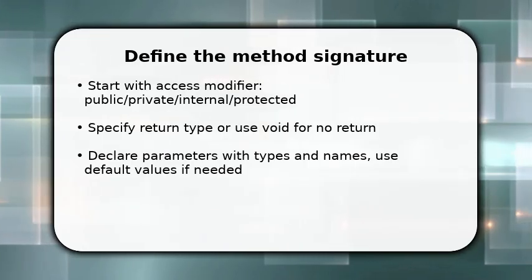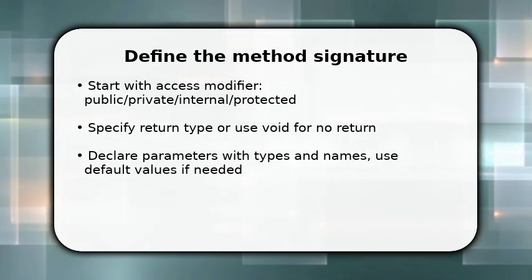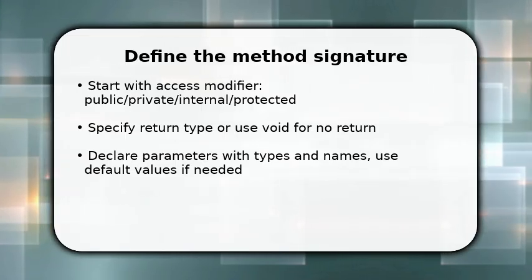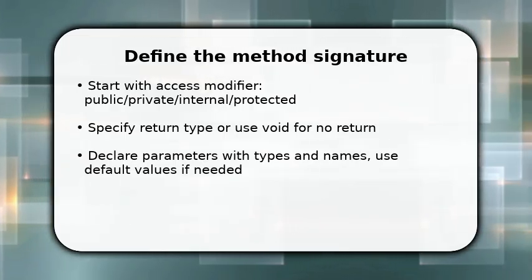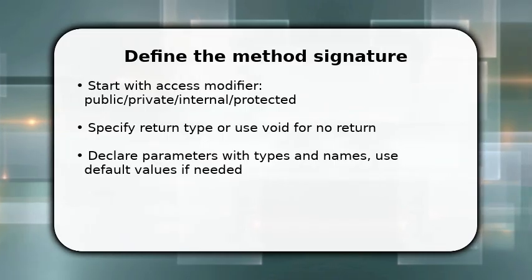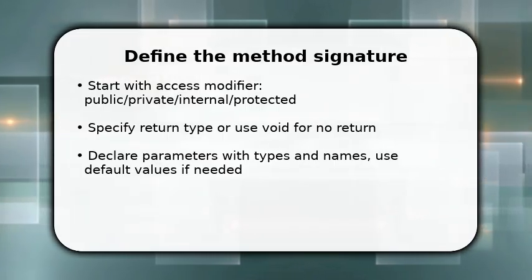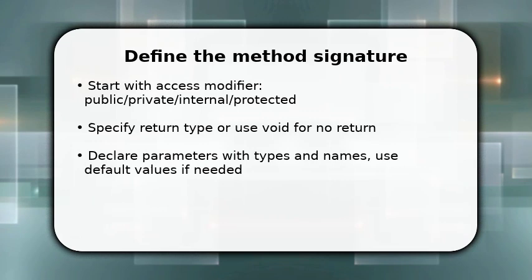Once done, add default values for optional parameters to simplify calls. Make sure parameter order reflects likelihood of change. This first step prevents refactor churn and keeps the API predictable for callers and tests.